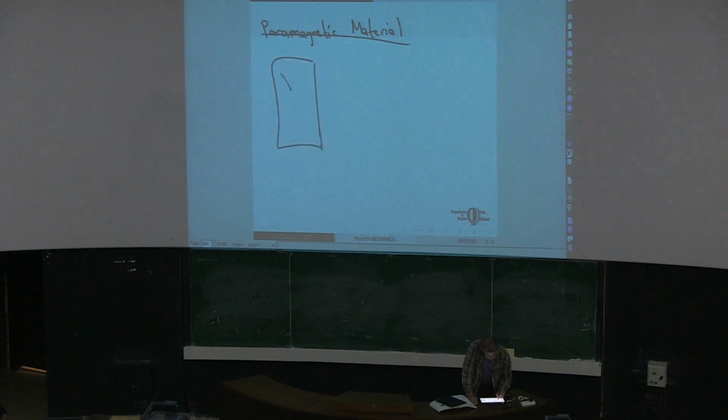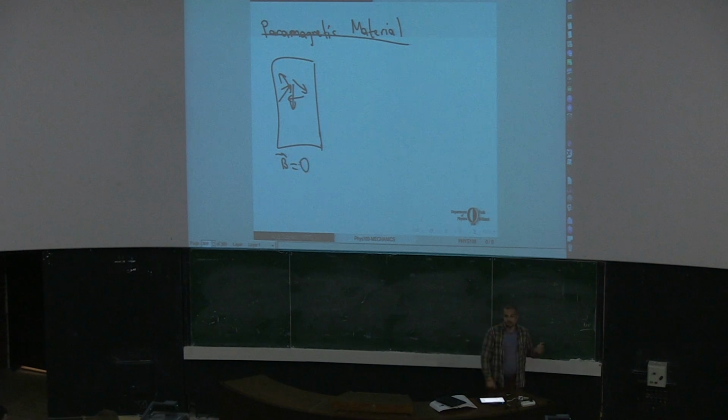So you take a paramagnetic material. If this is your material, this is the direction of the magnetic moment of one of them, this is the direction of the other one. They're all randomly oriented. So they just sum up to give 0. They will not create any magnetic field on their own. This is if B is equal to 0.